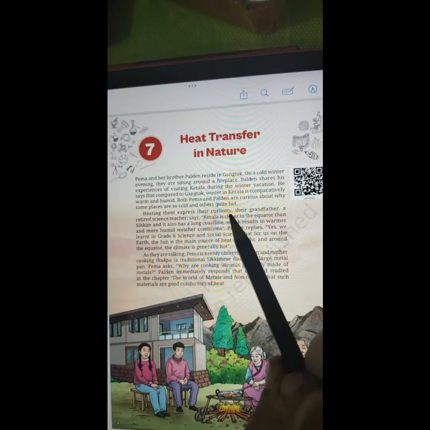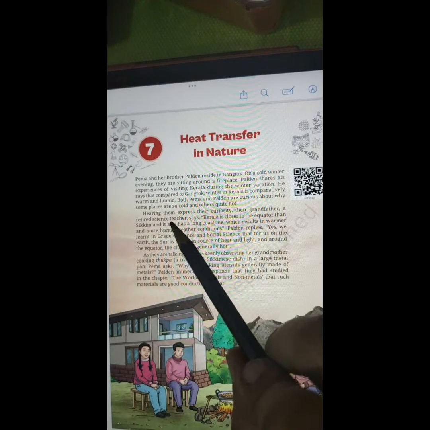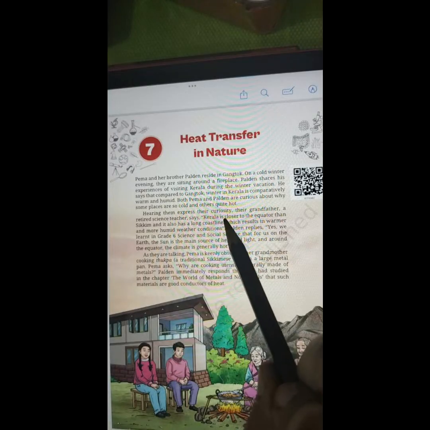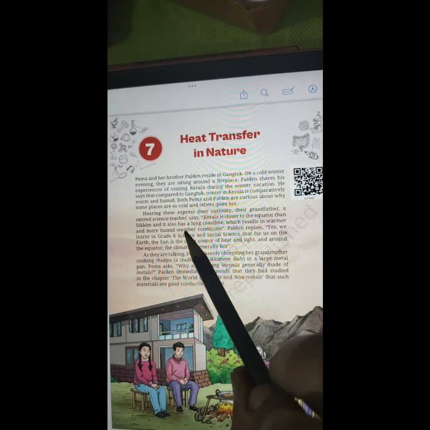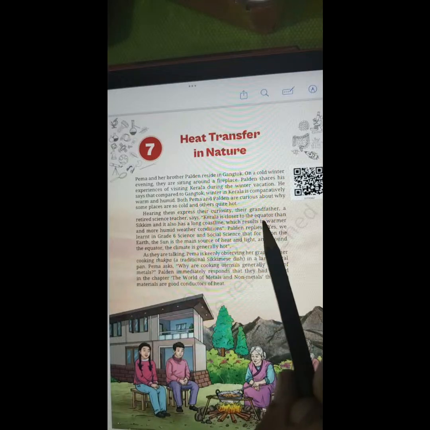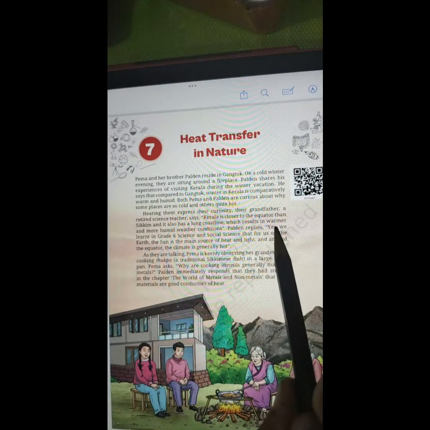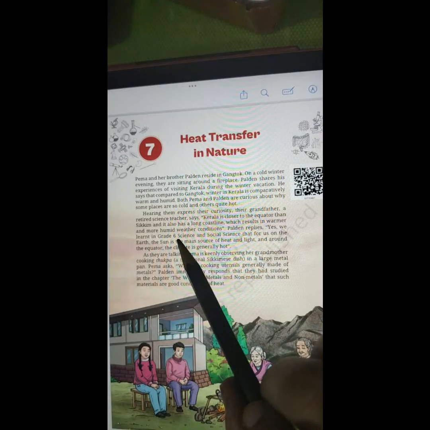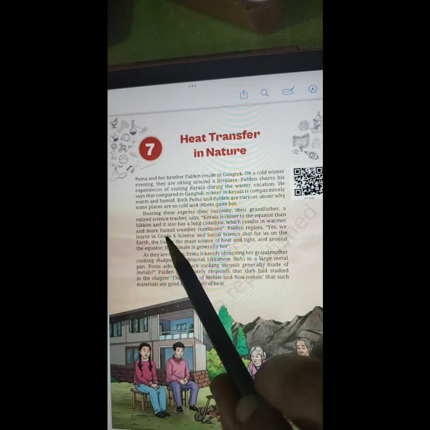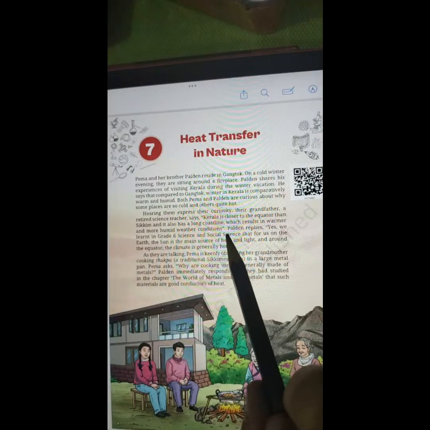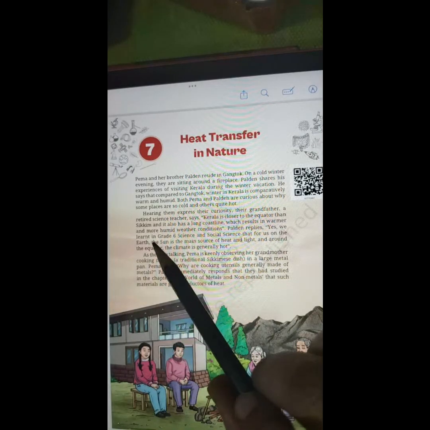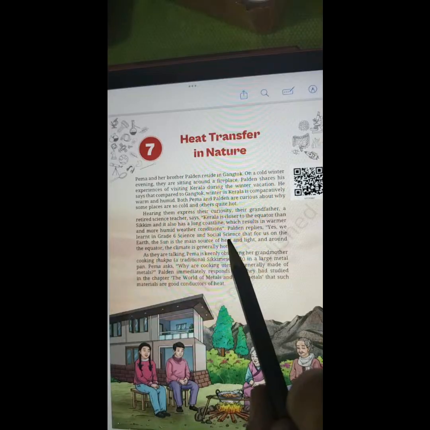Both Pema and Palden are curious about why some places are so cold and others quite hot. Hearing them express their curiosity, their grandfather, a retired science teacher, says Kerala is closer to the equator than Sikkim, and it also has a long coastline which results in warmer and more humid weather conditions.